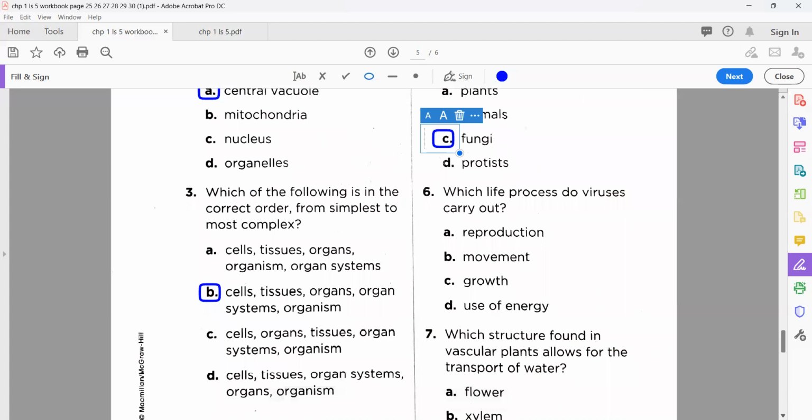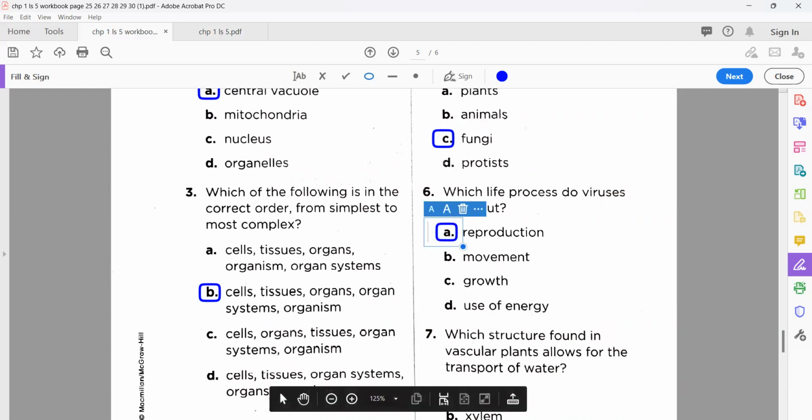Which life process do viruses carry out? The first one is reproduction, meaning they are able to reproduce and increase their numbers or population. Movement, no. Growth, no. Use of energy, no. So the best is A.